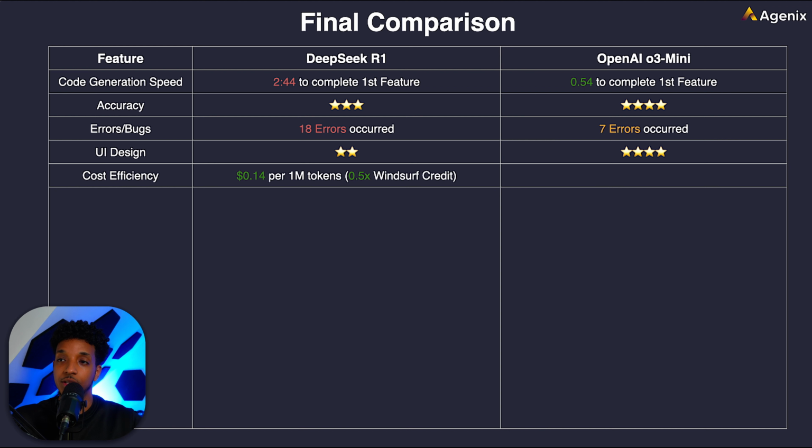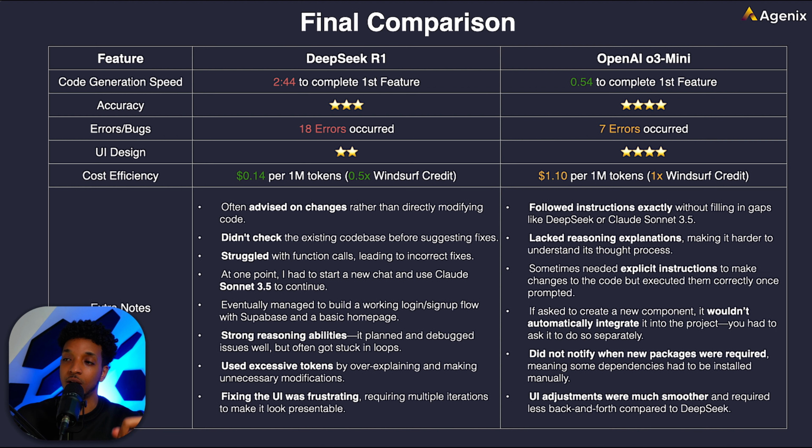So going to the cost efficiency, I've already covered this. It's only 14 cents per 1 million tokens. I just put the input here, and 0.5x for the Windsurf credit for the R1 model. Whereas the o3-mini model was $1.10 per 1 million tokens and 1x the Windsurf credit. And finally, most of this stuff I've already covered, but I'll leave this up on the screen if you want to pause and read it.